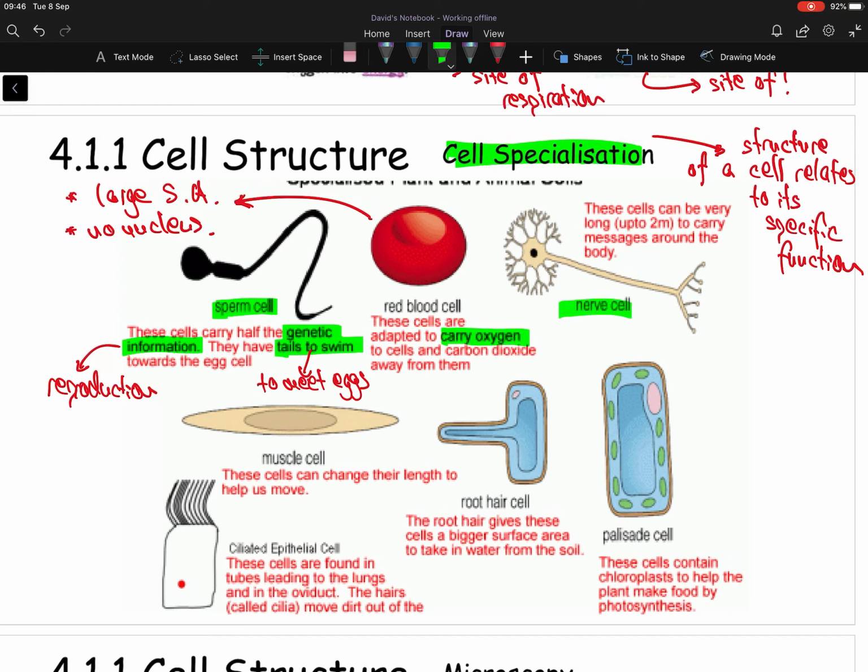Nerve cells, very long, to carry messages around the body. Also, they are insulated by something called a myelin sheath. And what this does, this improves the speed at which messages are communicated.